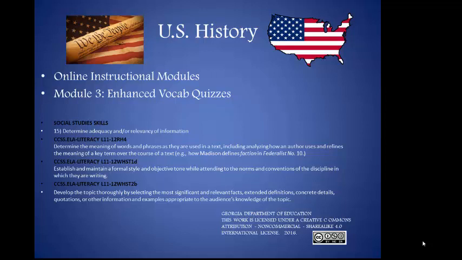The skills that will be developed with this activity are Social Studies Skill 15, Determining Adequacy and/or Relevancy of Information, as well as Common Core Literacy Standard for Social Studies 11-12 RH4, Determining the meaning of words and phrases as they are used in a text, Common Core ELA Literacy Standard for Social Studies 11-12 WHST 1D, Establishing and Maintaining a Formal Style and Objective Tone while attending to the norms and conventions of the discipline, and Common Core ELA Literacy Standard for Social Studies 11-12 WHST 2B, Developing the topic thoroughly by selecting the most significant and relevant facts, extended definitions, and so forth.